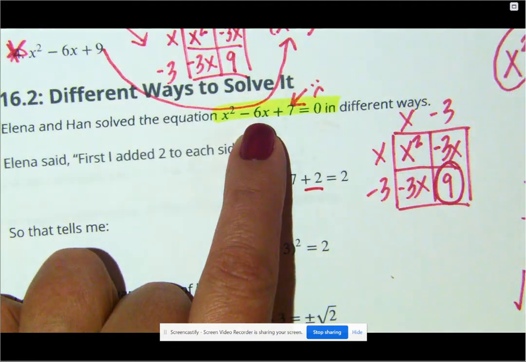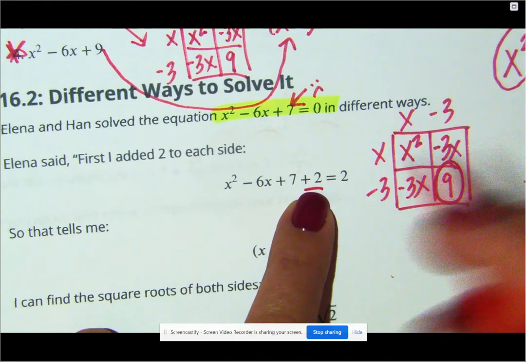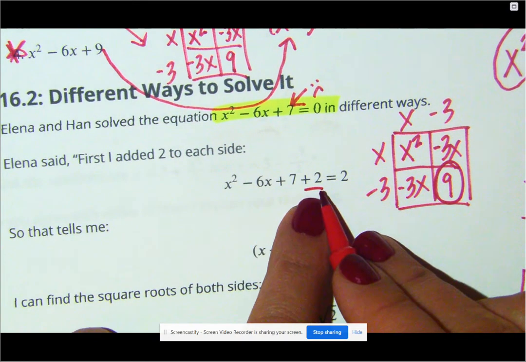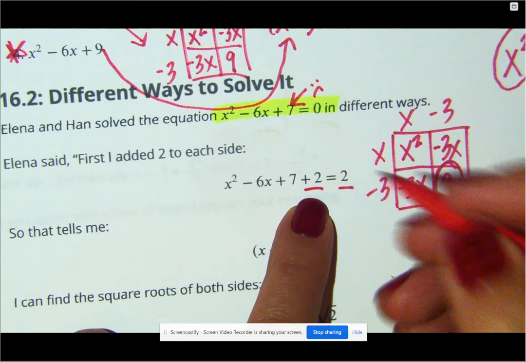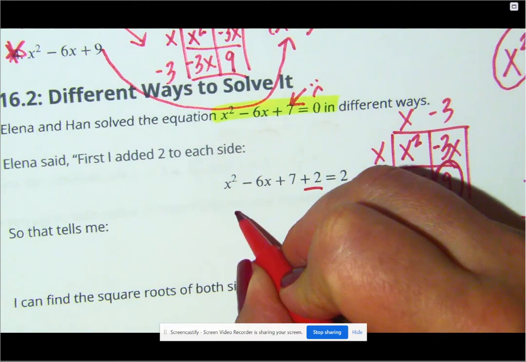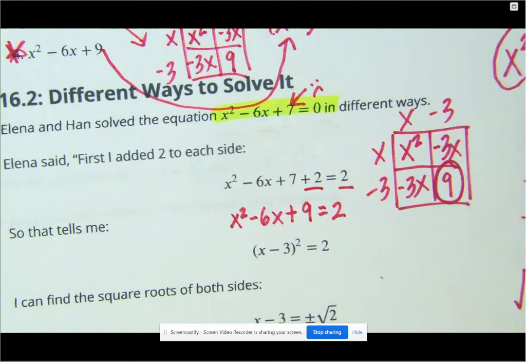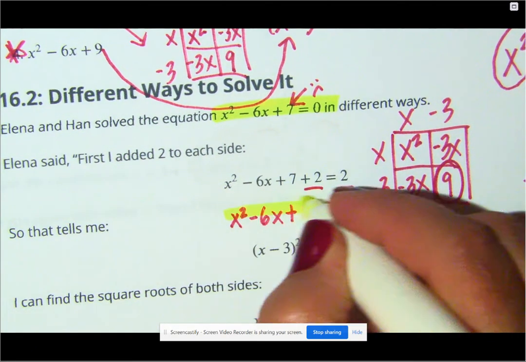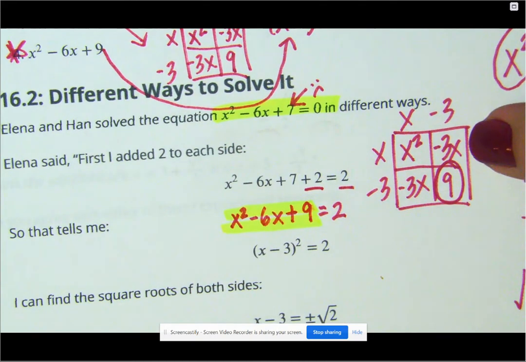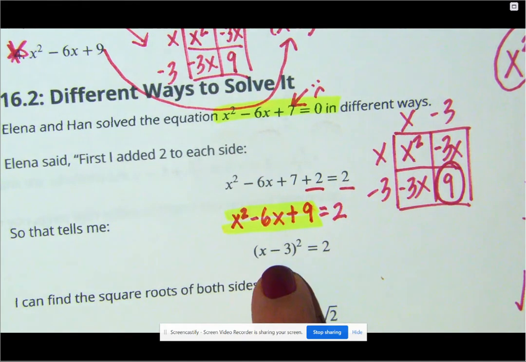Shoot. Well, she's like, hey, I can manipulate this. I'm going to add a 2 over here. I'm going to turn this into a 9. You're allowed to do that as long as you do it to the other side. So now the book doesn't show this, but I want to show you this. We have x squared minus 6x plus 9 equals 2. Look at this left-hand side. Yay! That problem is now this box, a completed square, which can now be rewritten as x minus 3 times x minus 3 or x minus 3 squared.